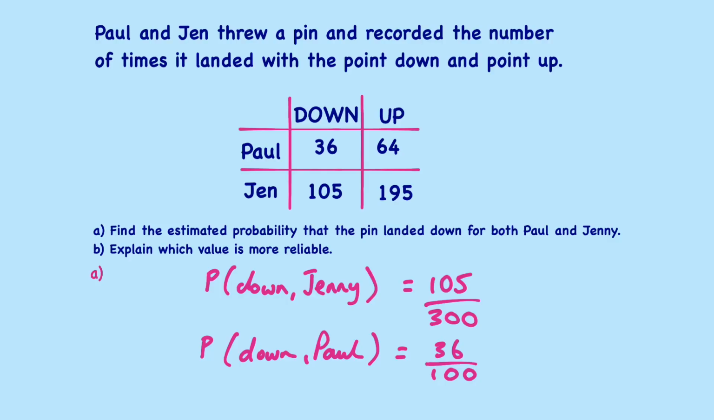Now, when we have to decide which one's more reliable, we can see that Jenny had a larger number of trials, and it is generally considered that the more trials that you do, the more reliable the answer.